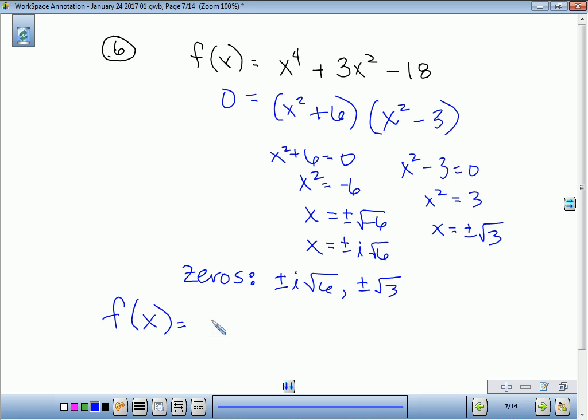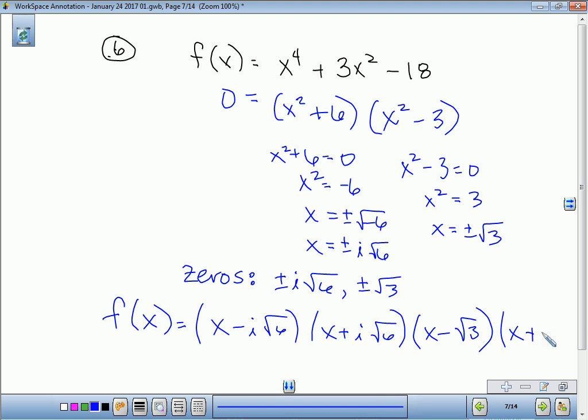Alright, complete linear factorization would be x minus i root 6, x plus i root 6, x minus root 3, x plus root 3. And then there were 4 factors.